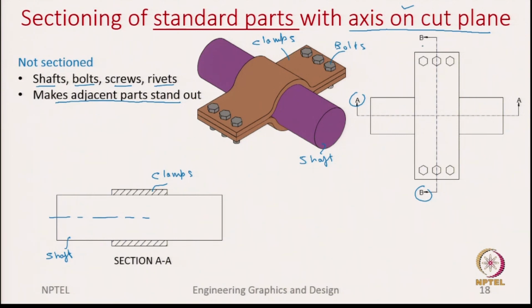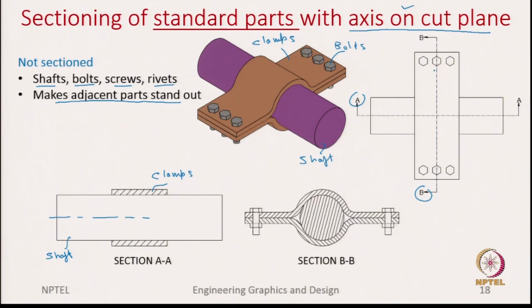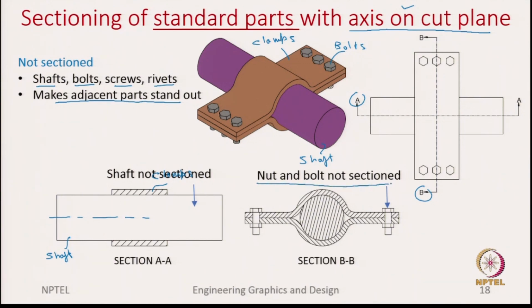Now, let us look at another section, section BB. As you can see, section BB cuts this bolt and also the shaft. So, first let us look at these bolts. As you can see, the nut and bolt are not sectioned. So, this is where we have the bolt and the nut. Those are not sectioned. The reason is again that the axis of this bolt and nut fall on the cutting plane.